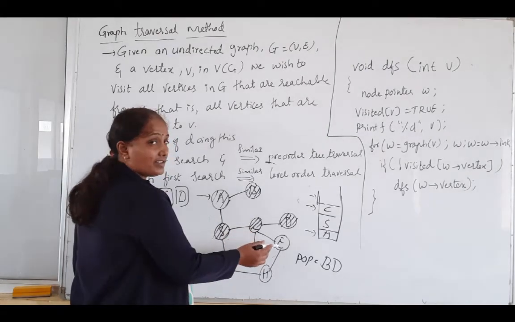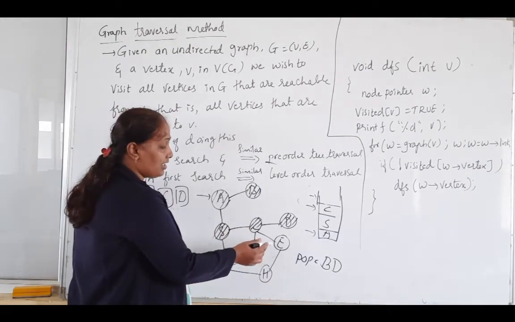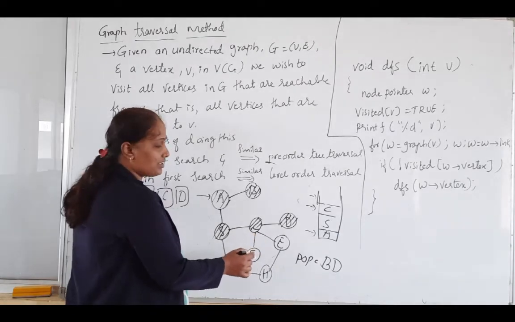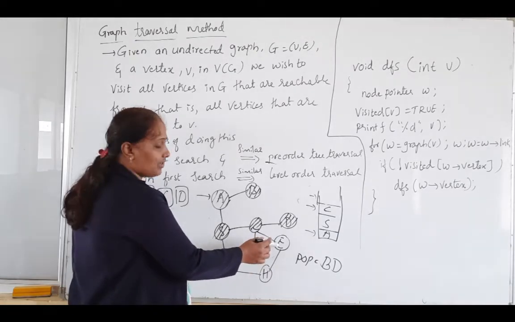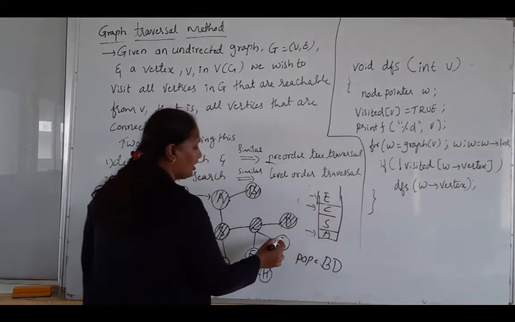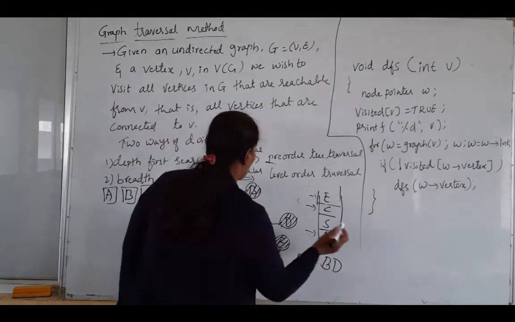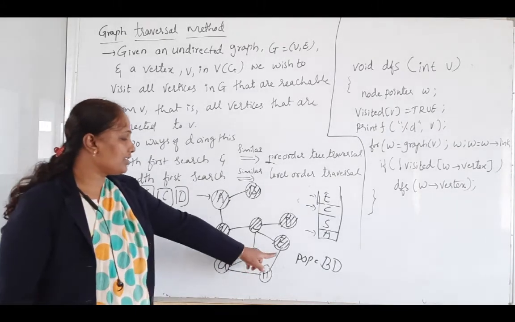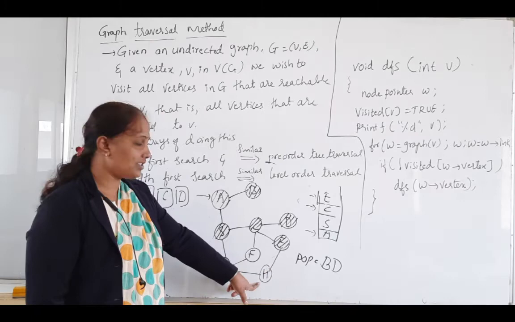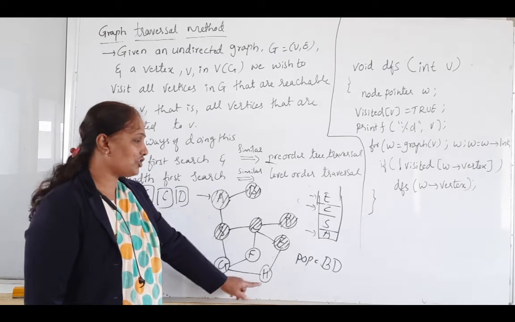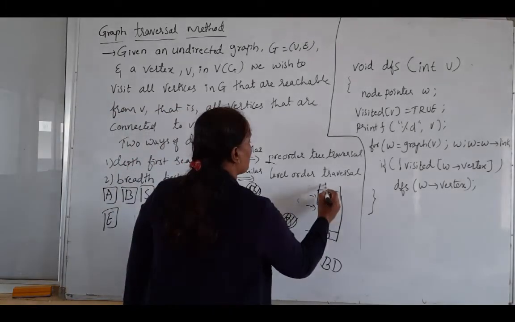Are there any other vertices I can visit from this C which are not yet visited? Yes, you can visit E and F. Which one are you going to select first? You are going to select E, because it comes first when you see the sequence of the order. So you are going to push E and mark E as visited. Next, after visiting E, you are going to check the connected vertices of this E. What are the connected vertices of this E? H is there. So you are going to visit H now.